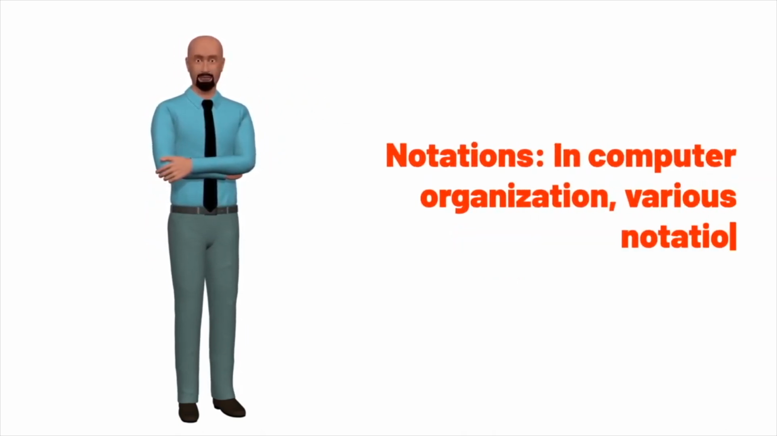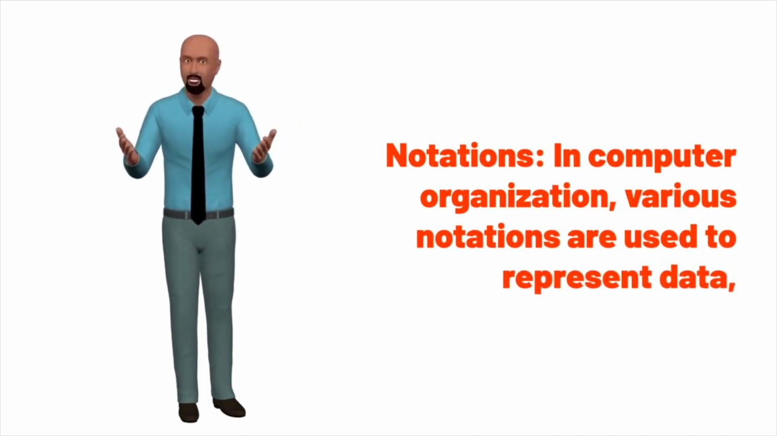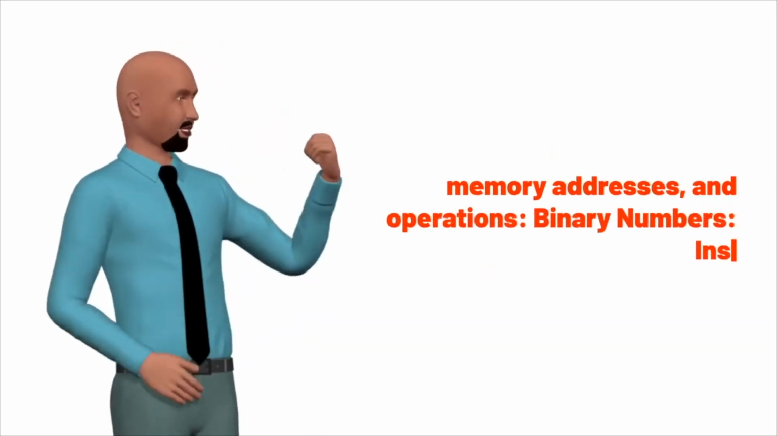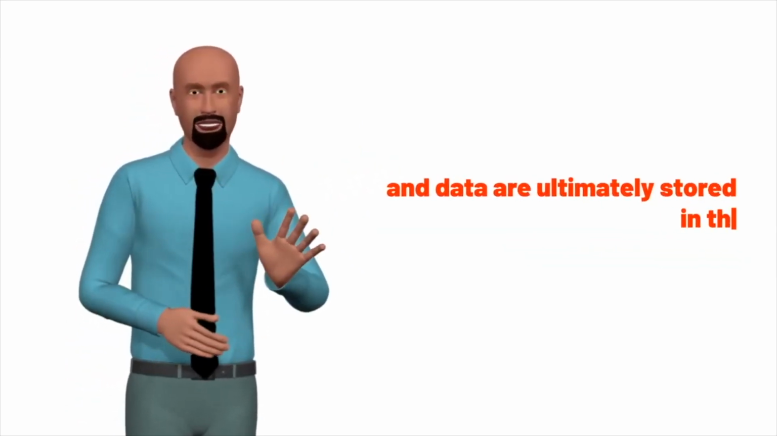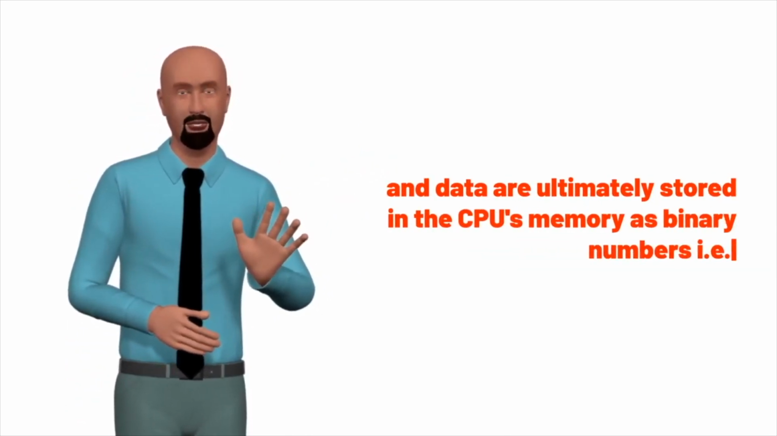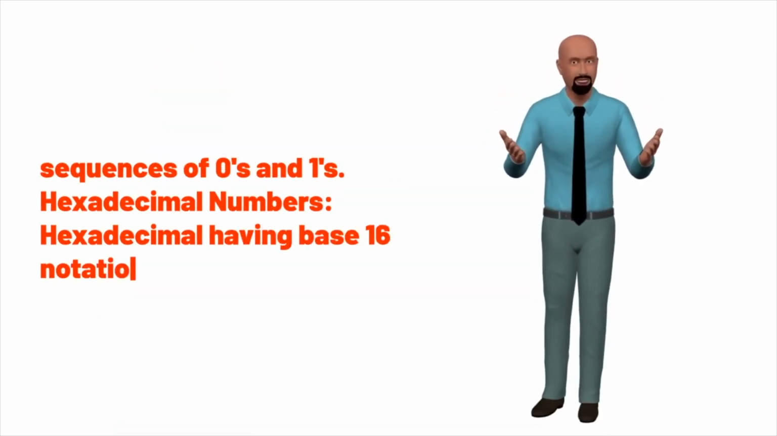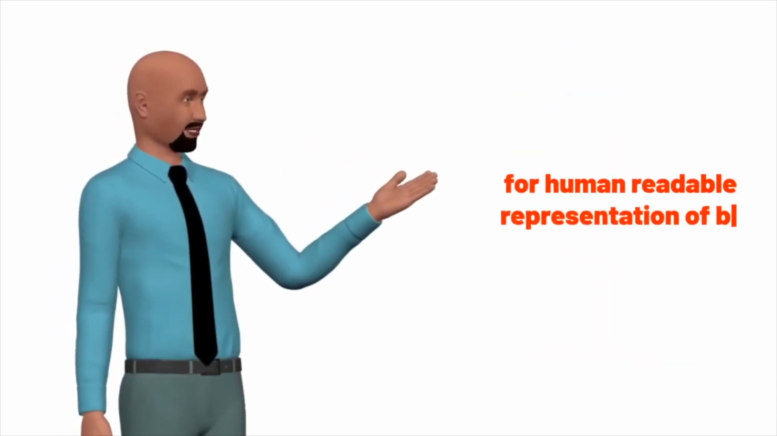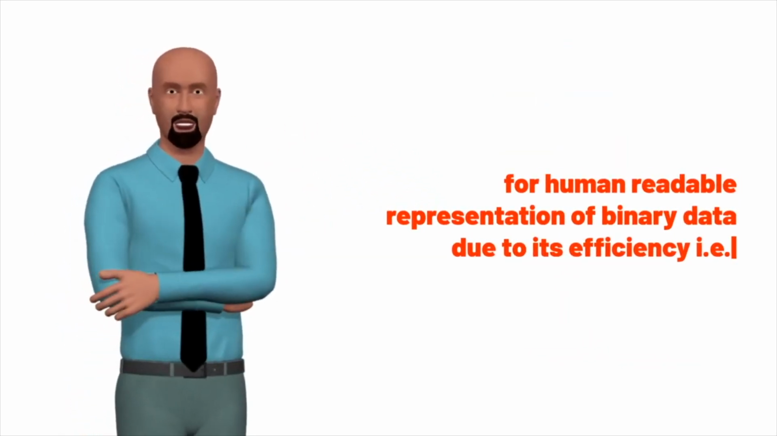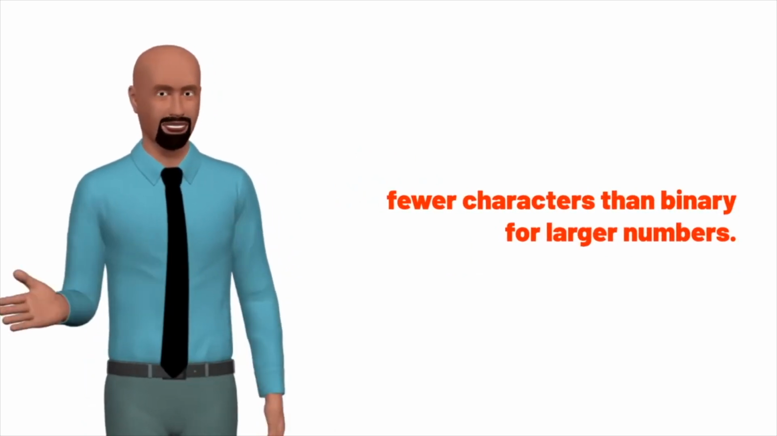Notations: in computer organization, various notations are used to represent data, memory addresses, and operations. Binary numbers: instructions and data are ultimately stored in the CPU's memory as binary numbers, i.e. sequences of zeros and ones. Hexadecimal numbers: hexadecimal, having base 16 notation, is often used for human-readable representation of binary data due to its efficiency, i.e. fewer characters than binary for larger numbers.